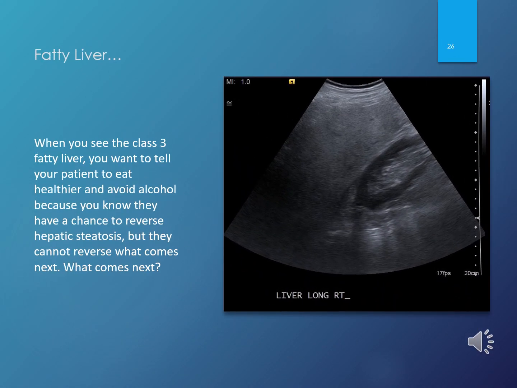When you see that class 3 fatty liver, that severe fatty liver, you want to tell your patient to eat healthier and avoid alcohol because you know that they have a chance to reverse hepatic steatosis. They have a chance to reverse that fatty liver, but they cannot reverse what comes next. What is it that comes next?